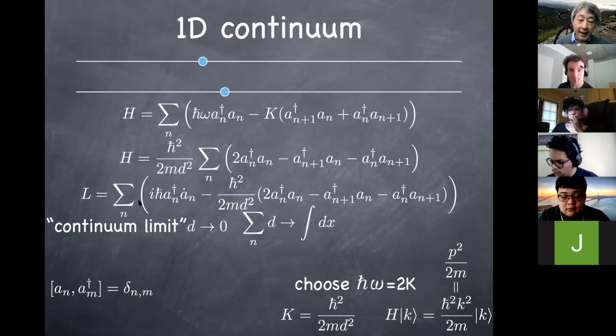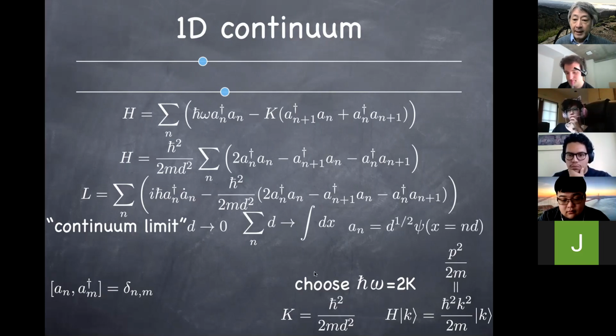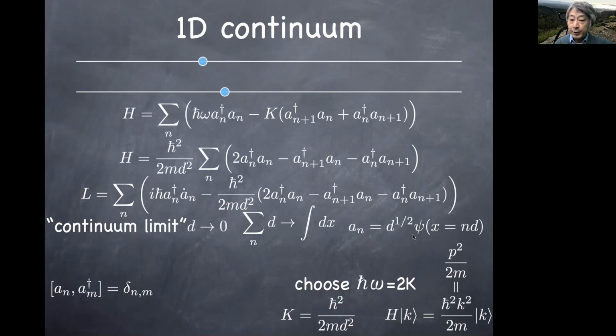So this sum over n, over every site, now reduces to an integral, but there is this factor of d we have to be careful about. At the same time, we also need to take a proper limit of this annihilation and creation operator to become a function of position x. And for this purpose, it turns out that you need to factor out this factor of d to the 1/2 so that I can have a correct limit.